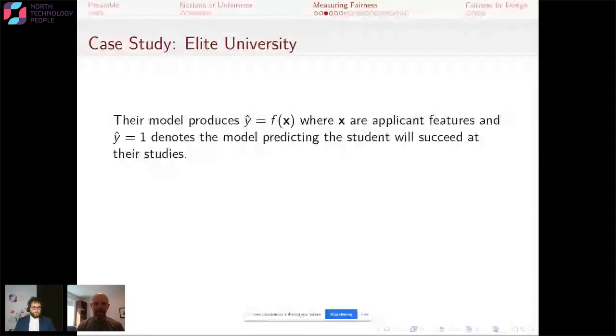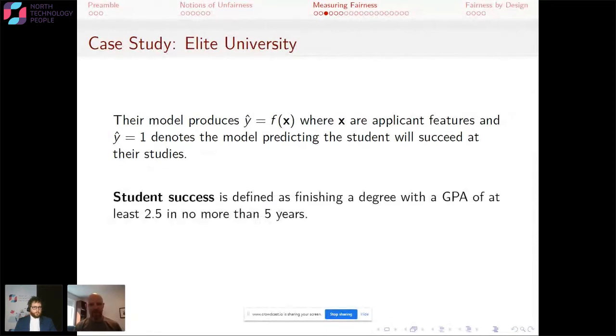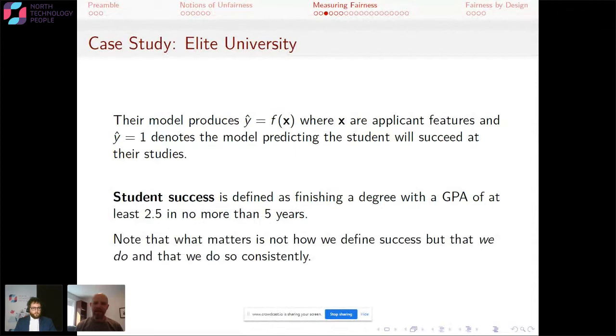Their model, f of x, produces a prediction y hat, where x is the applicant features, so everything we know about the applicant, and y hat denotes the model predicting the student will be successful at their study. We're going to define success in their studies as being able to graduate with a decent GPA in no more than 5 years. How we define success doesn't matter, as long as we define it and stick to that definition consistently in our analysis and our work.